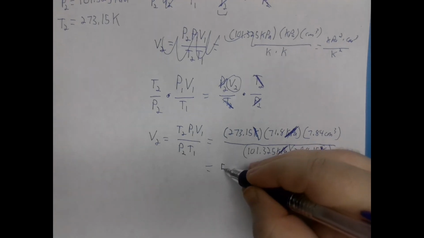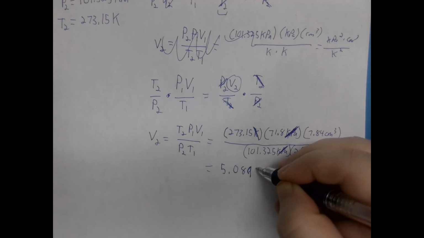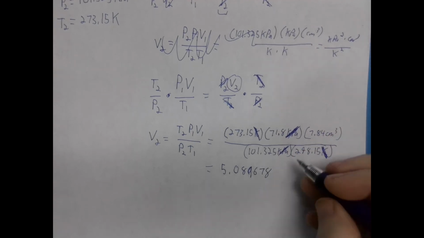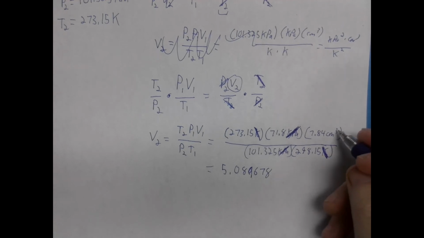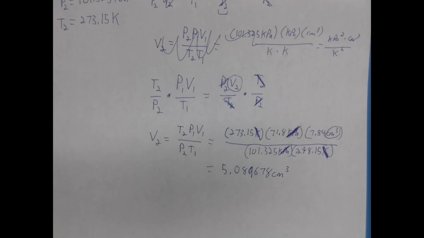So when doing this, I get 5.08967, and my remaining unit is cubic centimeters. Everyone good?